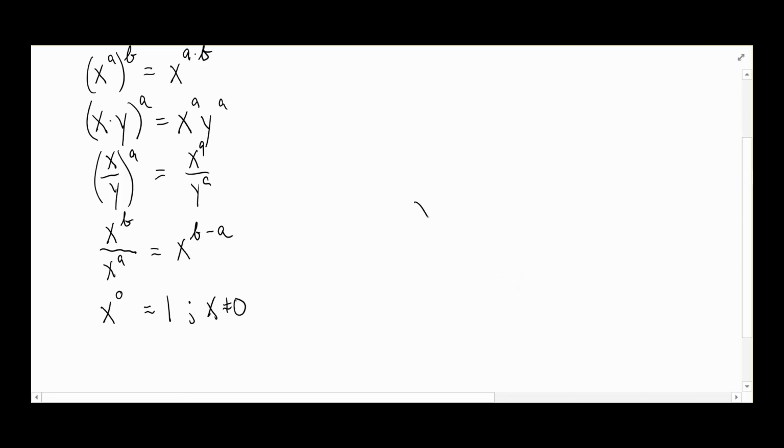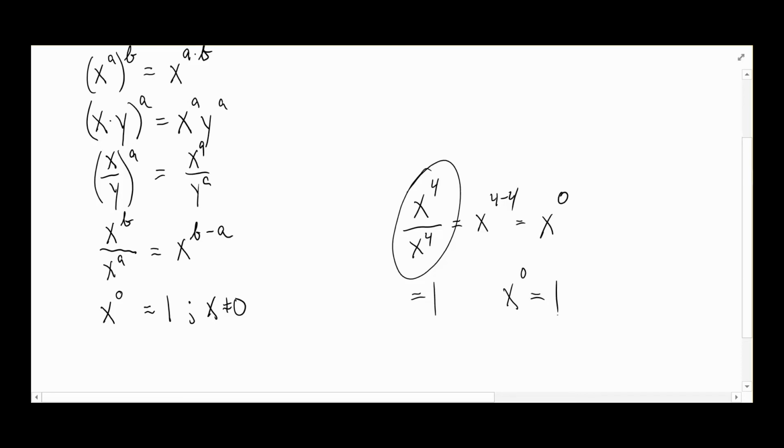The reason this works is to say, what if I had x to the fourth over x to the fourth? Well, if I do my subtraction rule, the quotient rule, this is x to the 4 minus 4, which is x to the 0. But anything over itself is 1. So that tells me x to the 0 must be the same thing as 1. Now this wouldn't have worked if x were 0, because I'd be dividing by 0, and that's not allowed. So that's why x to the 0 is always 1.